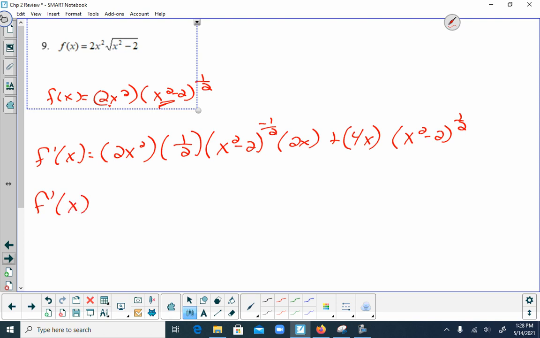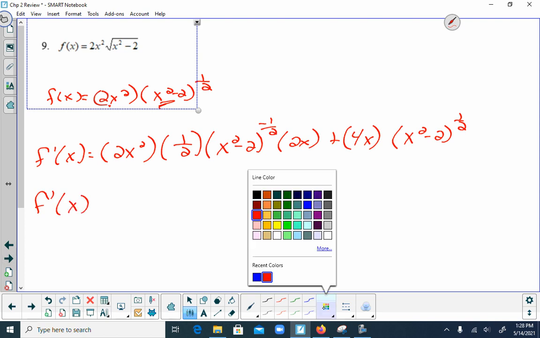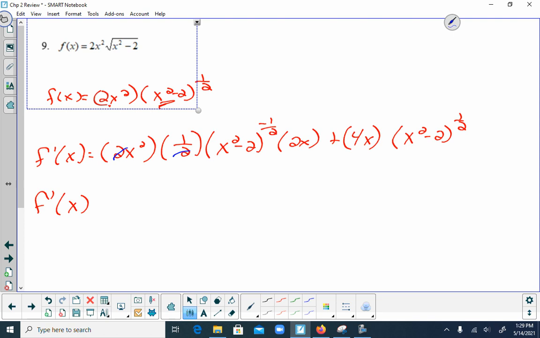I'm going to multiply what I can. So here, the 2 and the 1/2 will simplify. But I'm still left with this 2x times x. So this will be 2x to the 3rd times (x squared minus 2) raised to negative 1/2, plus 4x times (x squared minus 2) raised to positive 1/2.